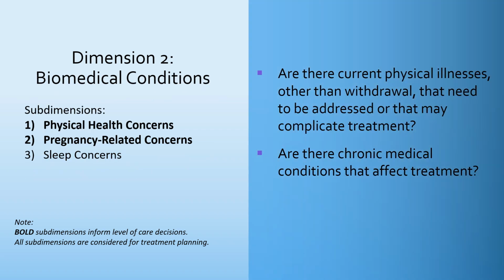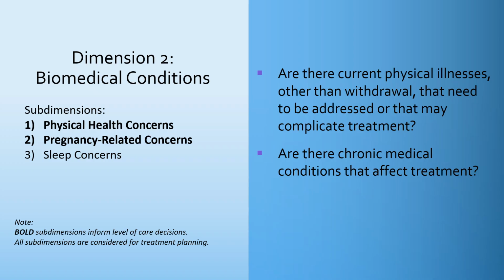Looking at dimension 2 next, we're still in the biological dimension. So 1 and 2 are biological. Here we're looking at biomedical conditions. You'll see in bold in the subdimensions, we have physical health concerns as well as pregnancy-related concerns. And then not in bold, but still an issue for possible treatment planning would be any sleep concerns.